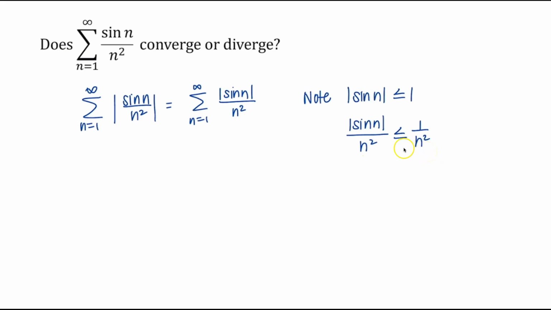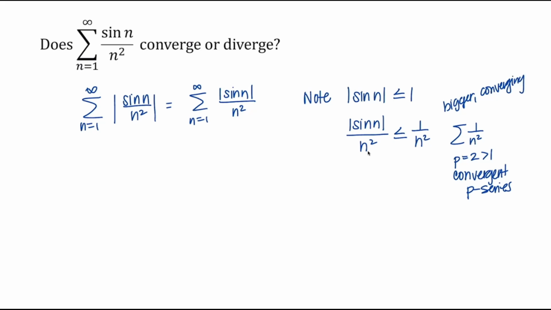So if we divide both sides by n squared, the inequality will still hold because we're dividing by a positive value. All right, well, 1 over n squared is a p series. So if I think about the sum of 1 over n squared, p is equal to 2, which is greater than 1. So this is a convergent p series. And notice that it's bigger than our absolute value of sine n over n squared. So if we have a bigger converging series, that is helpful in terms of the direct comparison test.